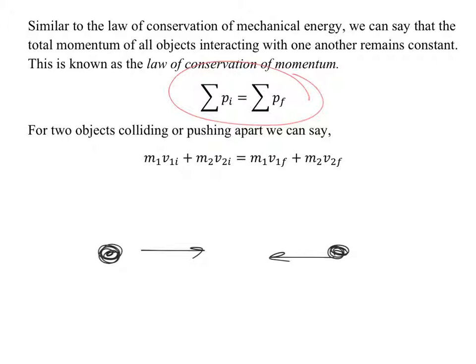But this formula here is simply saying, ready? The momentum of all the objects before the collision is here. This is the momentum of all the objects after the collision. Where does that come from? It comes from right here.